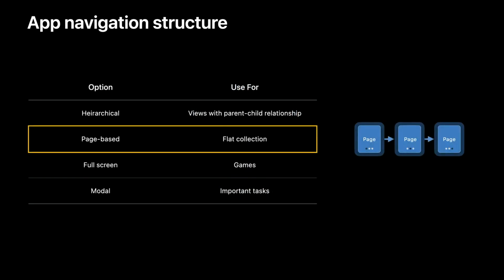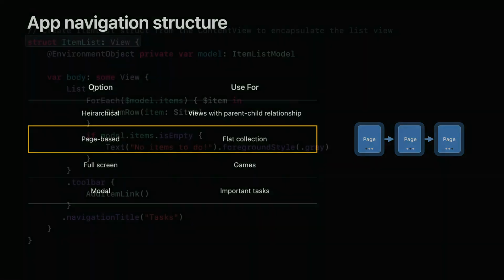We're going to start by adding the chart view to our app's navigation structure. I've chosen a page-based navigation strategy because there's no list detail relationship between the item list and the chart. Someone can swipe between the list and the chart at any time.